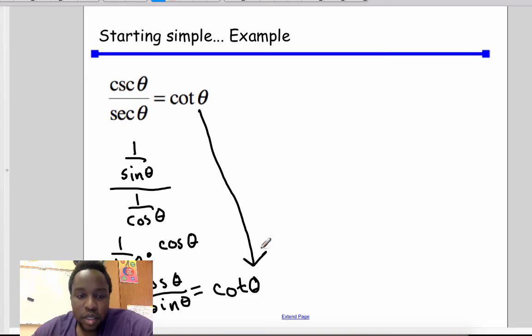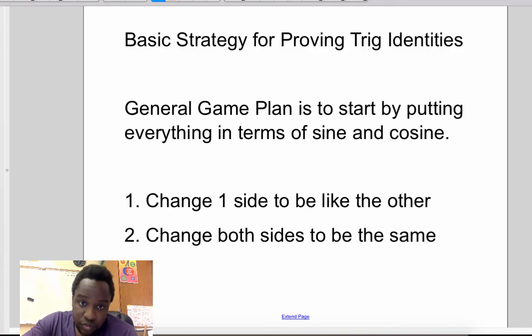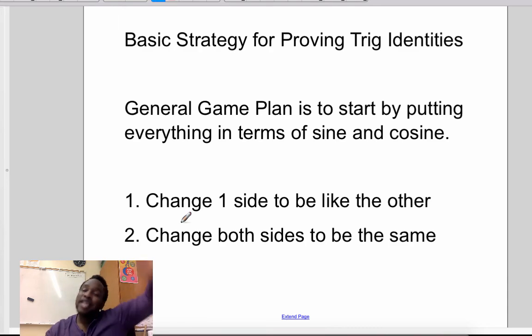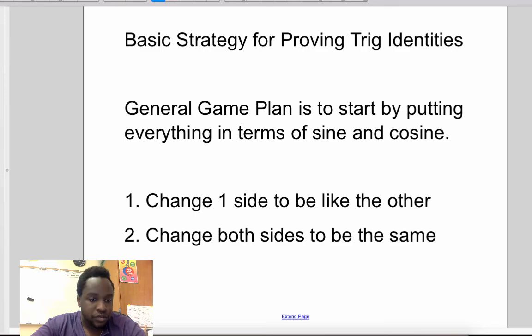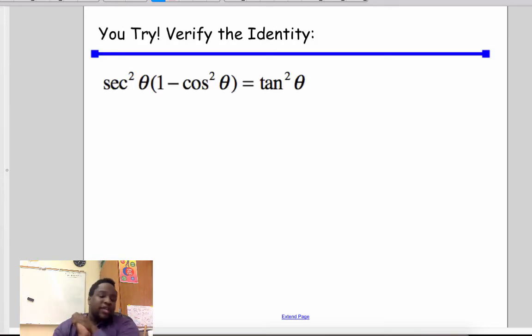Okay? So this brings us to different strategies for simplifying expressions. The general name of the game is to start by putting everything in terms of sine and cosine. You're going to do this by either changing one side of the equation to look like the other side, or manipulating both sides so that you get them to be the same. All right, so I would like you guys to try to do this one. So pause the video, please.